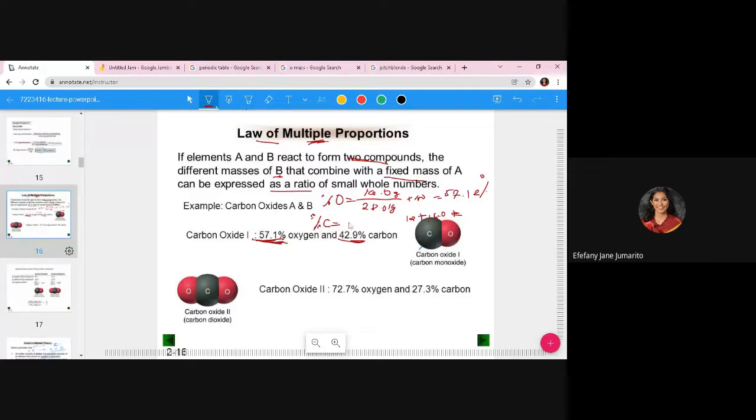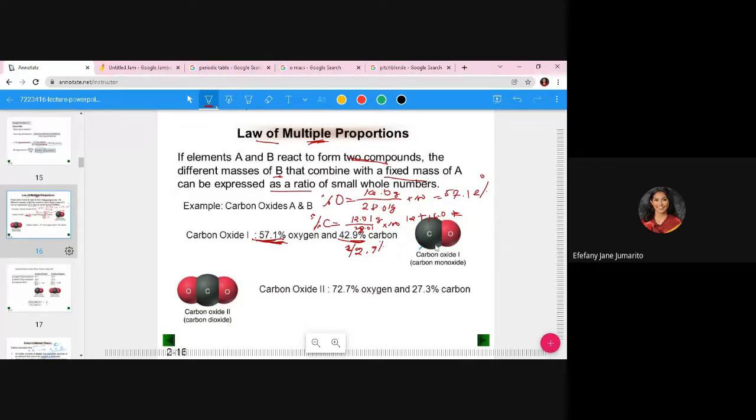Now what about percent carbon? Percent carbon is, what is the atomic weight of carbon? 12.01 divided by 28.01. That gives 42.9%. Okay, so that is how you get it. Now, we have that one.